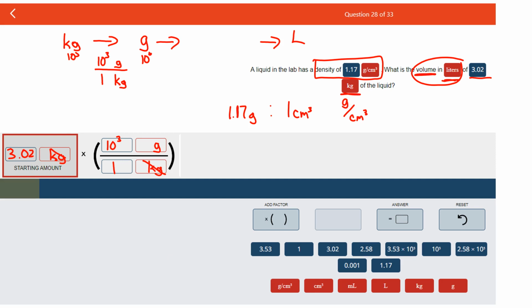I can convert using the density because I can go from grams to volume here, right? So I can go from mass to volume, from grams to centimeters cubed. I want to get rid of grams and go to centimeters cubed.